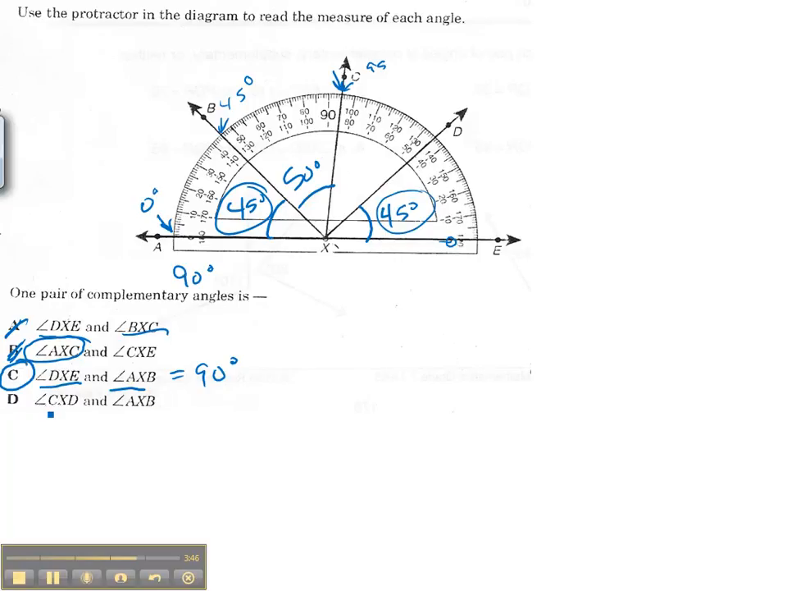Let's just make sure this last one doesn't work. CXD. CXD looks to be about, starts at 95 and goes to 135. That's 40 degrees. And AXB, we've already measured, is 45, so that would be 85. So that one's not right either.